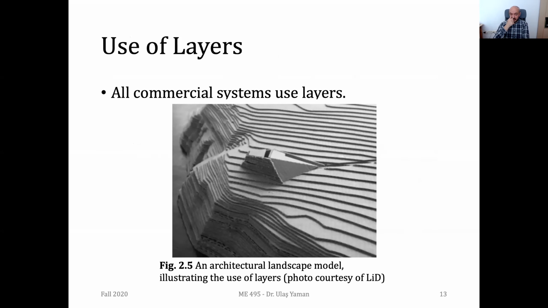Yeah, I think we stopped right at this point. The layers are important in additive manufacturing. We said that about 99% of the time, additive manufacturing systems are based on layers. We do slicing and obtain layers of any product, whether you are printing a functional object.